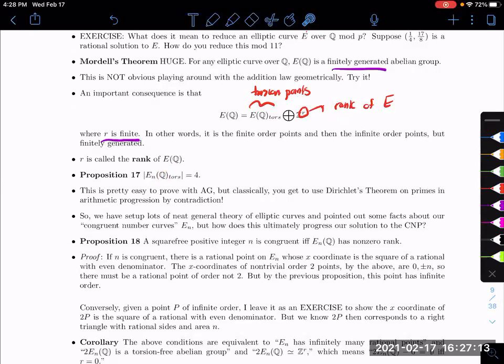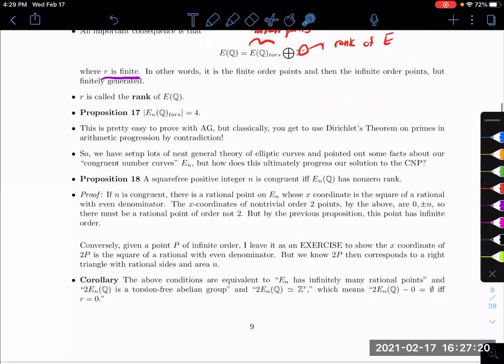Okay, so who cares, right? How is this progressing anything? Here's the next step in the congruent number problem. A square-free positive integer n is congruent if and only if this rank is non-zero. I'll let that settle in for a second. That's a huge statement.